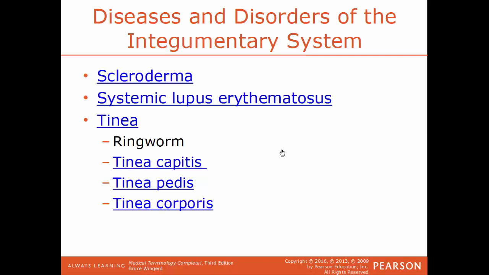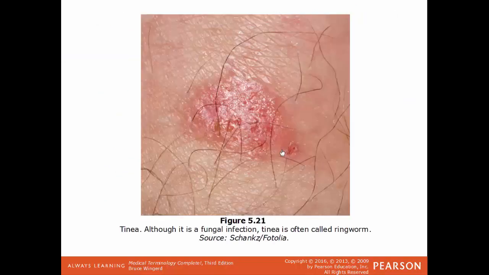See, next one, tinea capitis, is ringworm of the scalp. Tinea pedis is athlete's foot. Pedi is a reference to the foot, and tinea corporis is the technical name for ringworm. This is any fungal infection of the body that's not covered in hair. So basically, ringworm of the body. Alright, here's an example of how ringworm would look.